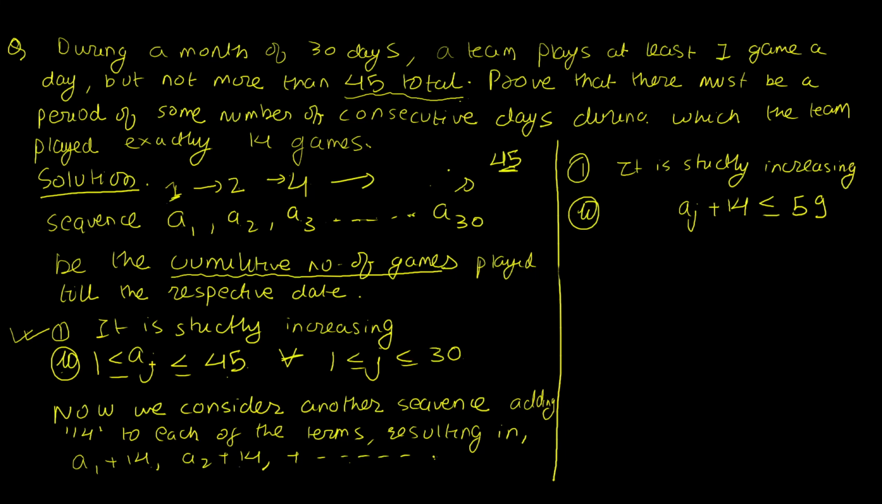The number of games played for any random day should be between 1 and 45, because one game has to be played on each day, so this will make it true even for the very first day. And this 45 is my upper limit. By the end of the 38th day, I cannot exceed this number of games.